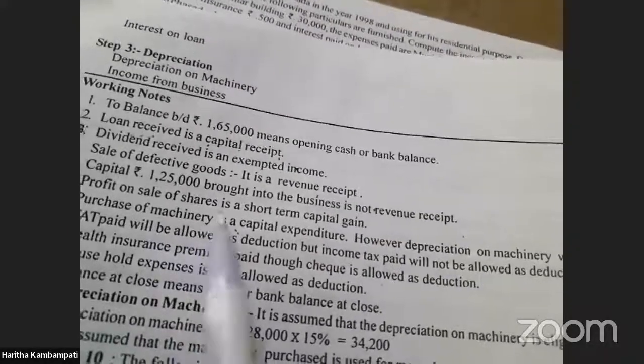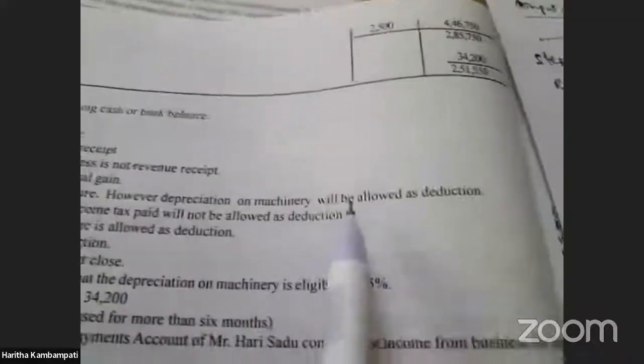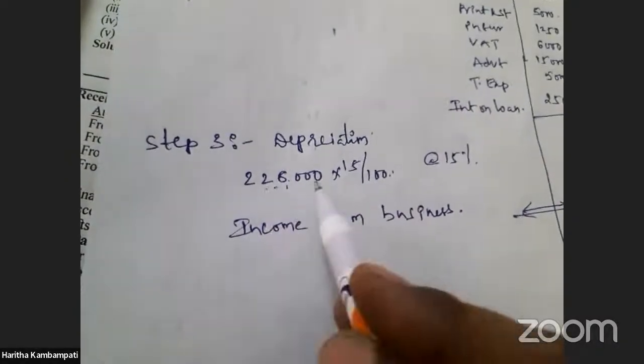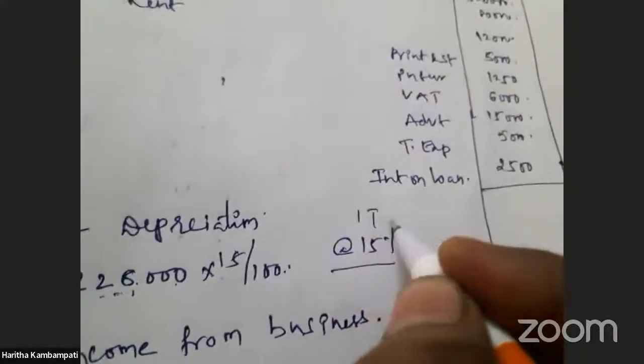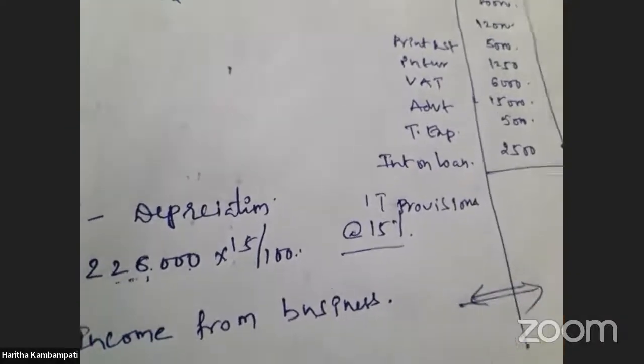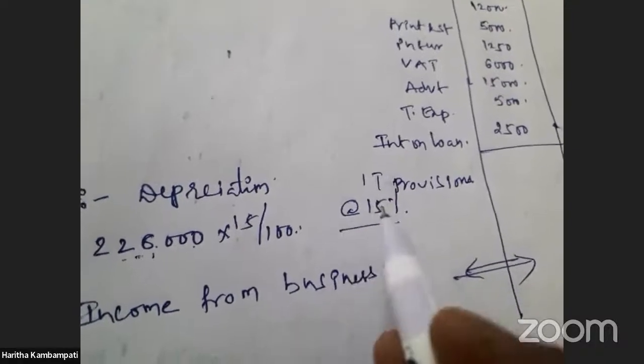Purchase of machinery is a capital expenditure. However, depreciation on machinery will be allowed as deduction. That's what we have taken here. Depreciation, that machinery value into 15%. How we are taking this one? As per IT provisions, for machinery, according to the Income Tax Act, it is 15%.